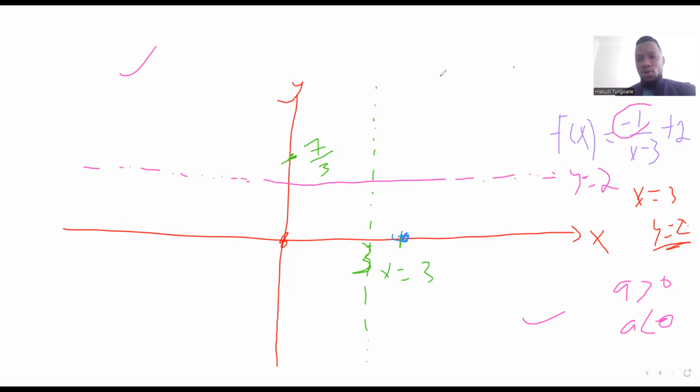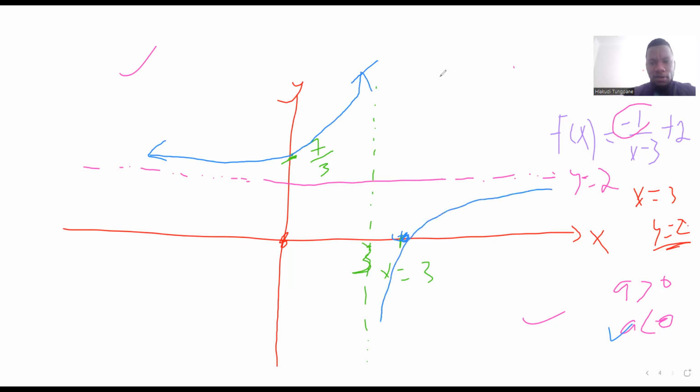So we know that our A is negative, so our graph is going to be in the second and fourth quadrants. We're expecting our graph, remember the graph can never touch the lines of asymptote, to be something like this. Then this side is going to be something like this. Essentially this is the graph that you will have drawn.